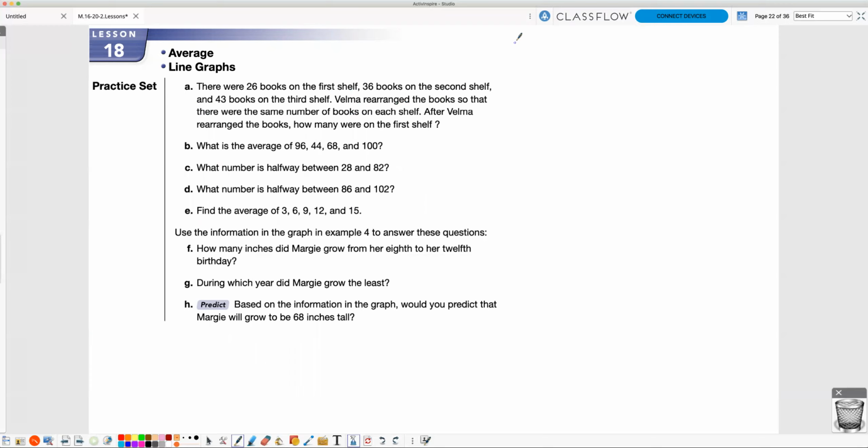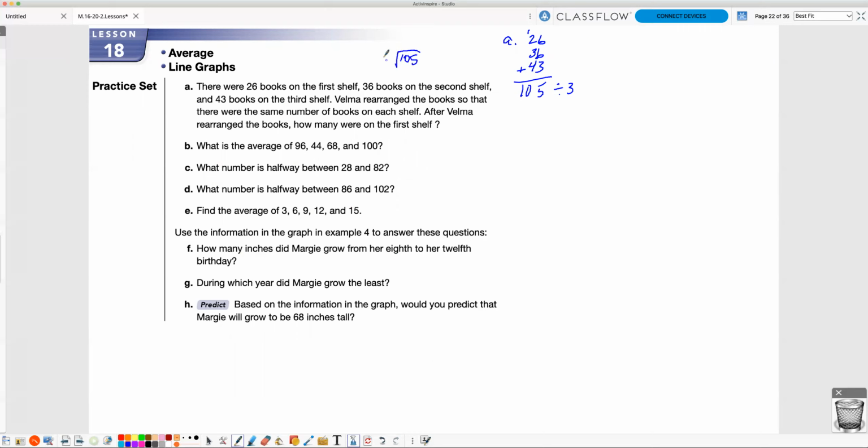For letter A, you should have had 26 plus 36 plus 43. Once you answer that, you have to divide it by 3 because there's 3 numbers. So I have 12 plus 3 makes 15. 5 plus 5 makes 10. So I have 105 divided by 3. I'm just going to do that right here.